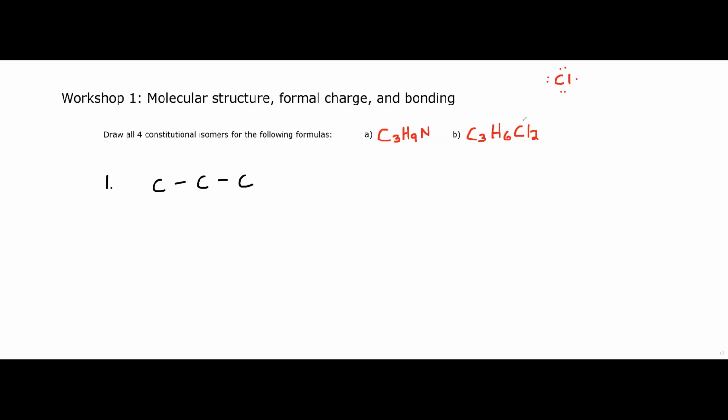The next thing we should consider is the chlorines. This is what's going to give us our constitutional isomers, where the chlorines end up and where the hydrogens end up relative to the chlorines. So to make our first isomer, let's go ahead and put both chlorines on the very end. Let's put them on the very end here. Now we should have 6 hydrogens left over, and it looks like we do, so that checks out.